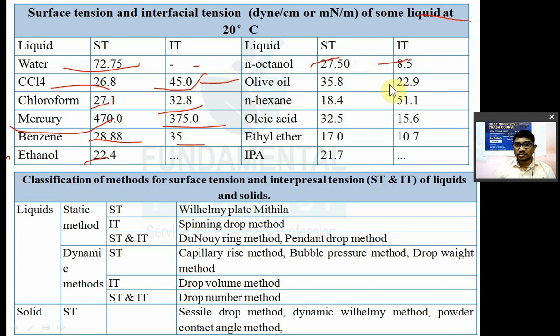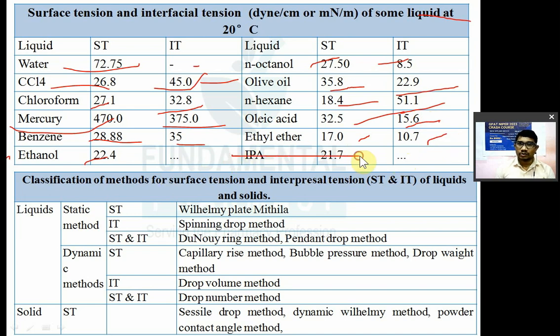Olive oil का surface tension होता है 35.8. Olive oil in water interfacial tension is 22.9, like this. Hexane 18.4 surface tension. Interfacial tension with respect to water is 51.1. Oleic acid surface tension 32.5. Interfacial tension with respect to water 15.6. Ethyl ether 17. Water dissolved में interfacial tension 10.7.